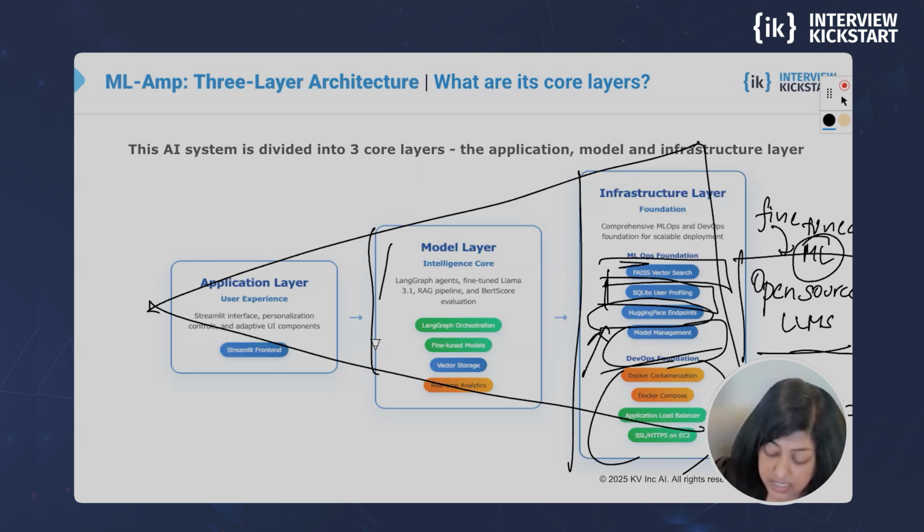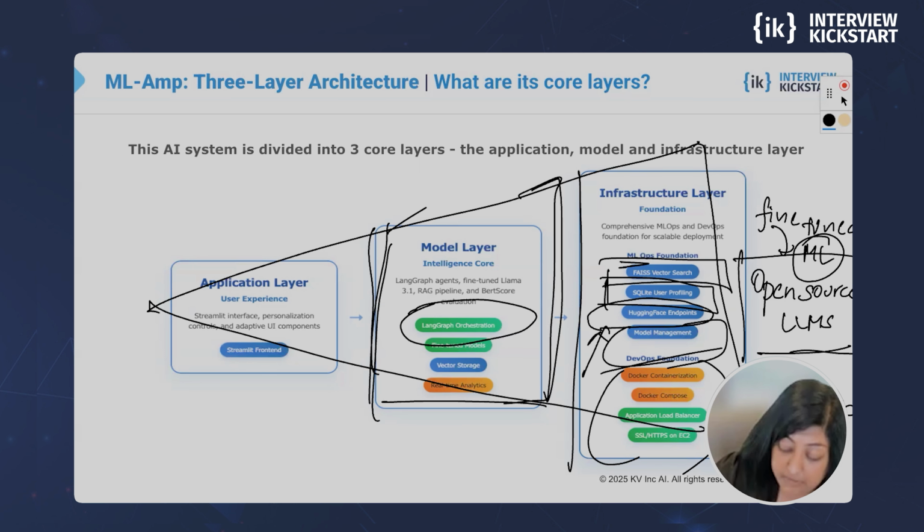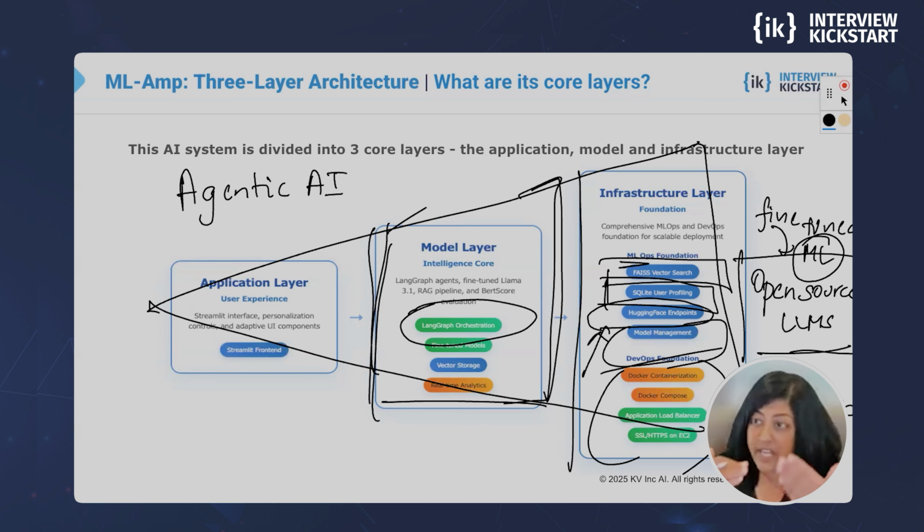Okay, and my model layer. This is where the fine-tuned LLMs come into play. I've used fine-tuned LLMs. I've used LangGraph for the workflow orchestration. Remember, I've been talking about ML AMP as being an agentic AI application. Now you have agents working together, and they're orchestrated in a LangGraph workflow. We'll talk about the difference between agents and workflows, if that's a question coming to you, shortly in the next couple of slides.